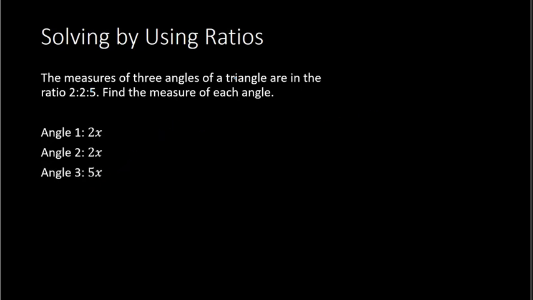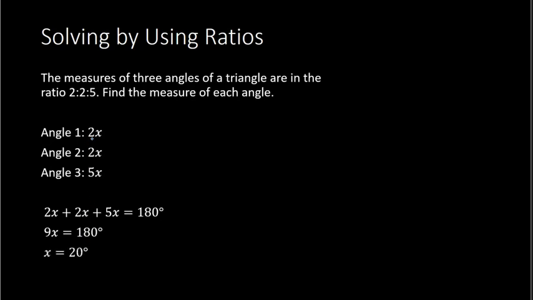Now these are 3 angles of a triangle, and we know that with a triangle, all the angles add together to equal 180. So if I take the 2x plus 2x plus 5x, that will equal 180. So I can solve this for x by combining like terms. 2x plus 2x plus 5x would be 9x, and then divide both sides by 9, so then x would equal 20.